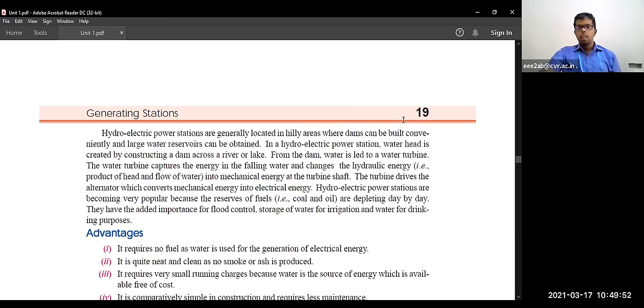Then from the dam, water is led to the water turbine. The water turbine captures the energy in the falling water and changes the hydraulic energy. As I said, the water is only hitting the turbine to make it move. The hydraulic energy, that is the product of head and flow of water, is converted into mechanical energy at the turbine shaft. The turbine drives the alternator, which converts mechanical energy into electrical energy.